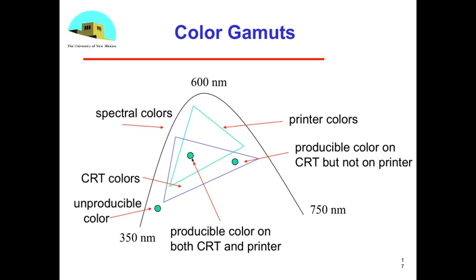Now I have to multiply the three-dimensional tristimulus values in one by a little 3x3 matrix to get its value in the other system. But at least I know I can produce this color on both systems. Here I have a color that I can do on the CRT, and this one on the right, but I can't get it on the printer. It's not in the printer's gamut. And I can say, well, I can come close. And I think you've all seen examples of that.